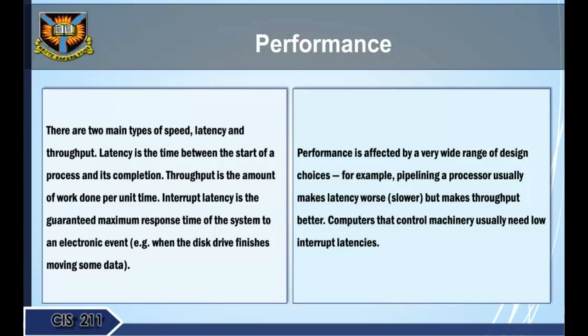There are two main types of speed: latency and throughput. Latency is the time between the start of a process and its completion. Throughput is the amount of work done per unit time. Interrupt latency is the guaranteed maximum response time of the system to an electronic event, e.g., when the disk drive finishes moving some data. Performance is affected by a very wide range of design choices. For example, pipelining a processor usually makes latency worse, slower, but makes throughput better. Computers that control machinery usually need low interrupt latencies.